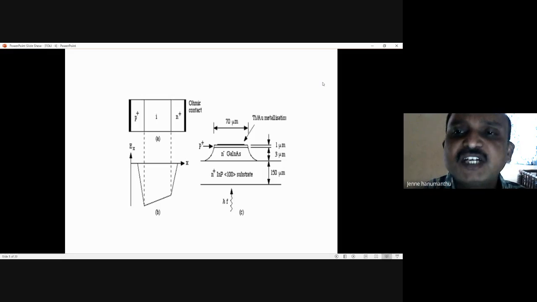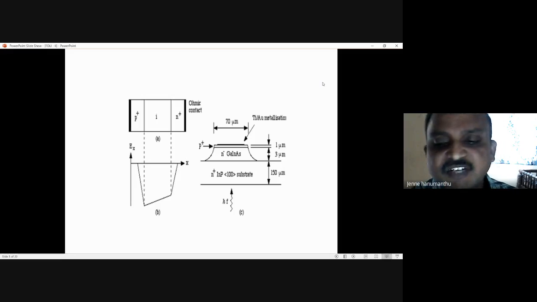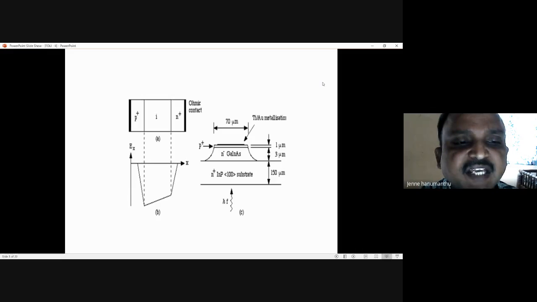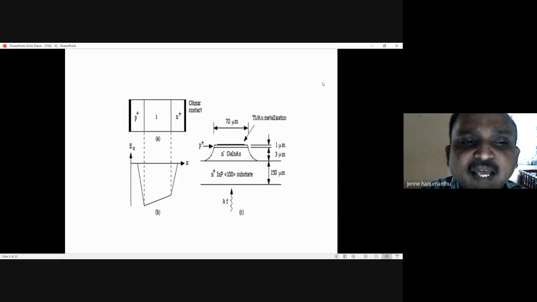If you apply reverse bias, what happens? Reverse bias means the battery positive terminal is given to the N plus region through an ohmic contact, and the battery negative terminal is given to the P plus region through an ohmic contact. Ohmic contact means connection. So apply reverse bias to the PIN diode.